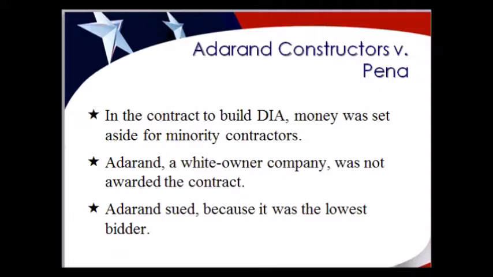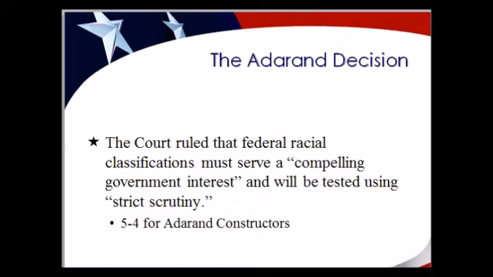In the Adarand case, Adarand took out a bid on a project and was awarded the bid. However, he was a white-owned company, and this money was set aside for a minority contractor. Adarand sued because he was the lowest bidder, and the Supreme Court ruled 5-4 for Adarand Constructors.